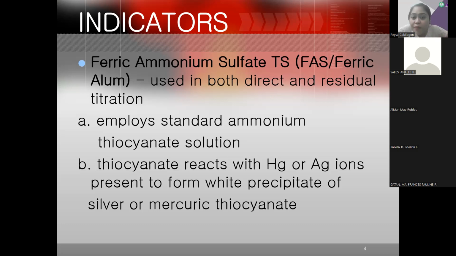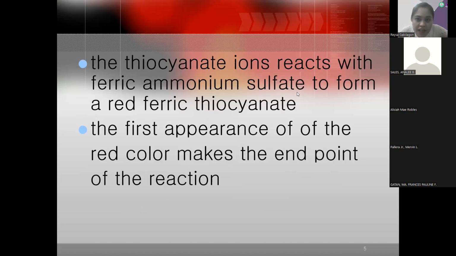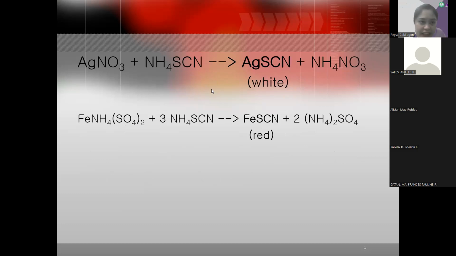The thiocyanate from the titrant will react with either the mercury or silver ions present in our sample or in another titrant, and then it will form a white precipitate of either silver or mercuric thiocyanate. Then the thiocyanate ion reacts with ferric ammonium sulfate to form red ferric thiocyanate. Actually, I want to explain this using the reaction later, because we will understand it better. But nevertheless, please take note that the end point of the reaction, if you're going to use the ferric ammonium sulfate, is color red. Color red. So this is what will happen, class.